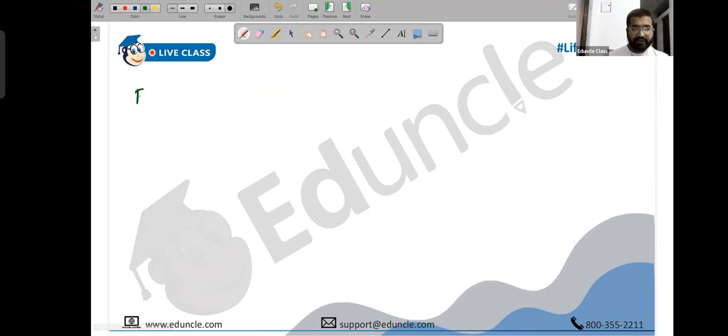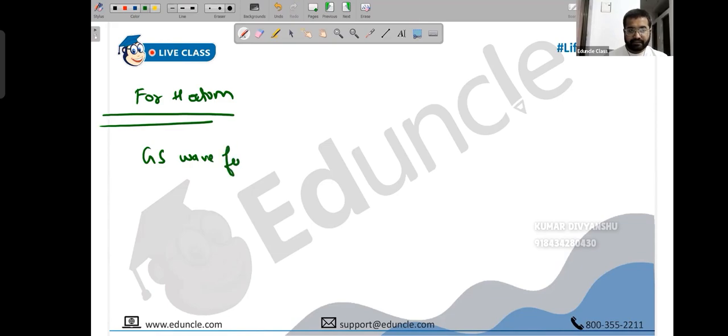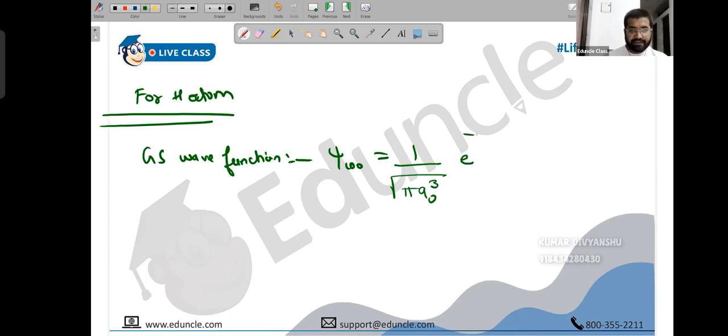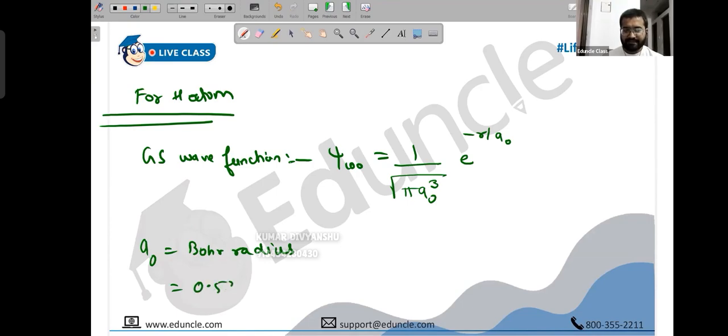For the hydrogen atom, I need you to learn by heart the ground state wave function. Please learn psi 100. This is given by 1 upon root of pi a naught cube into e raised to minus r upon a naught. That's it. And what is a naught? A naught is the Bohr radius, meaning the radius for the n equals 1 orbit, the ground orbit. I think 0.53 angstroms. Yes, sir, 0.53 angstroms. So that is basically the radius of the hydrogen atom for the ground state.